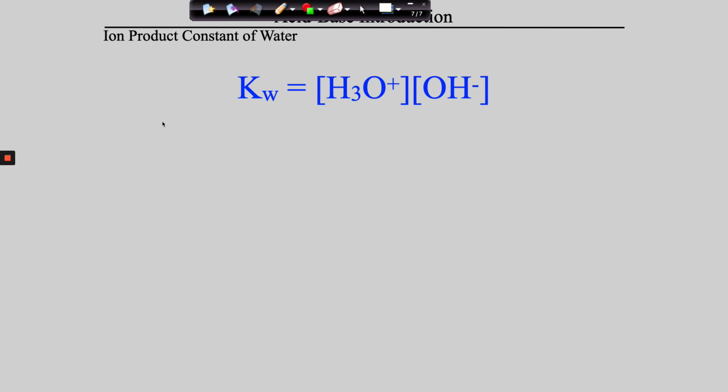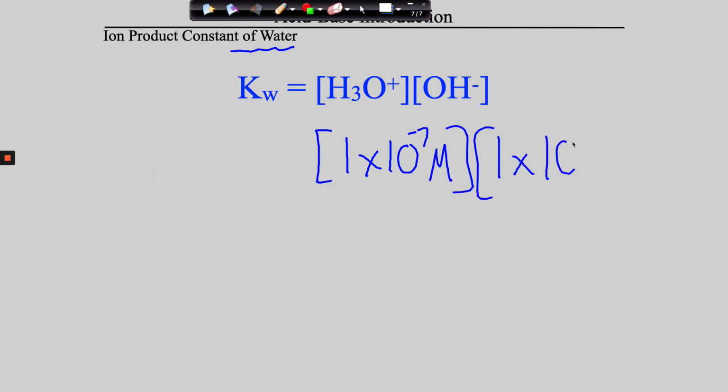Now guys, here's the interesting point. If we can measure the concentration of this and the concentration of this, what will they be compared to each other? The same. Because every water that goes through this process, you get one hydronium and you get one hydroxide. Now, the thing that's interesting, and you can write this down with me if you want, is that we actually know what that value is. It's 1 times 10 to the negative 7th molar, and this is also 1 times 10 to the negative 7th molar.